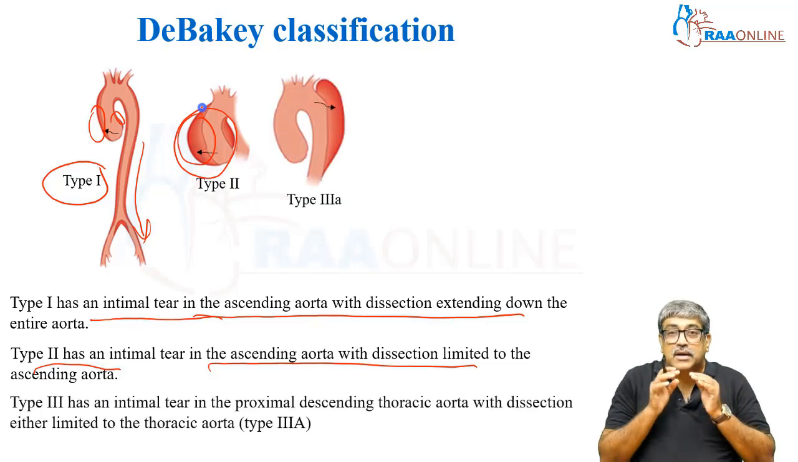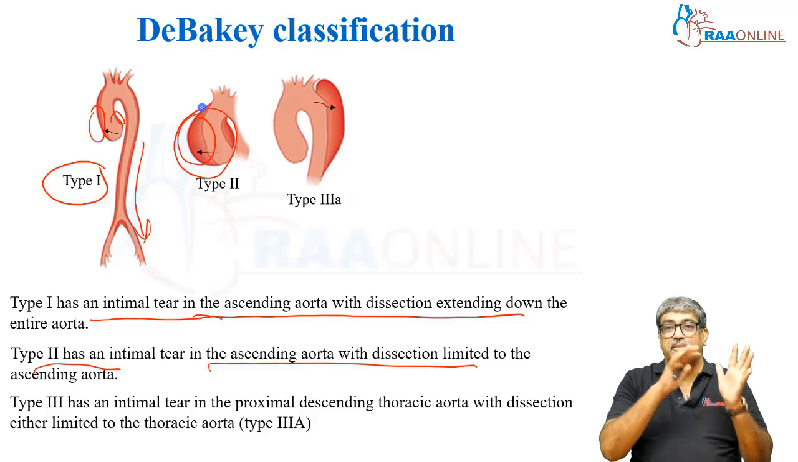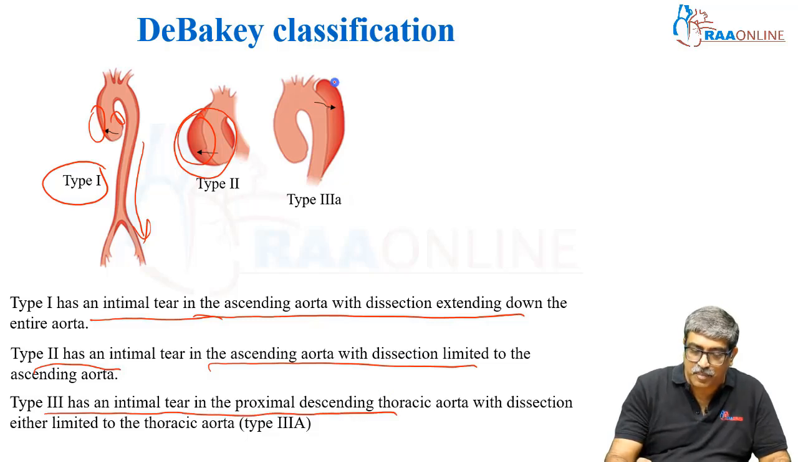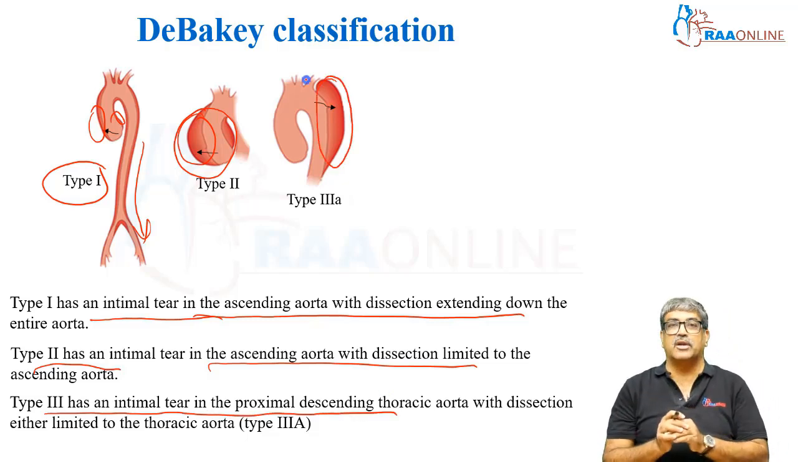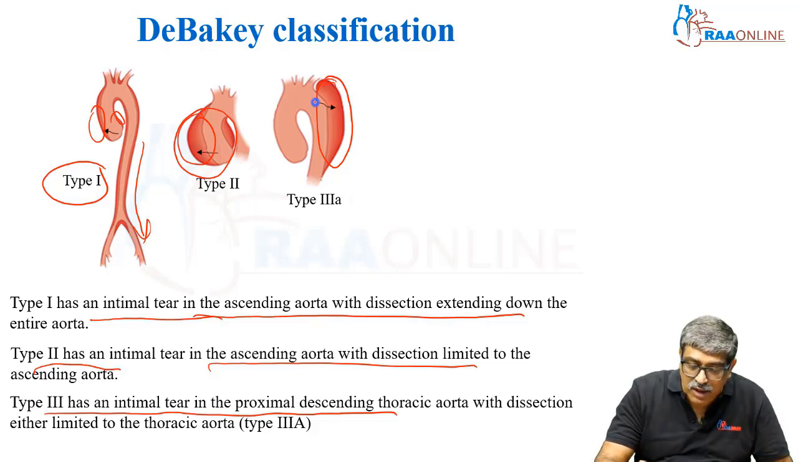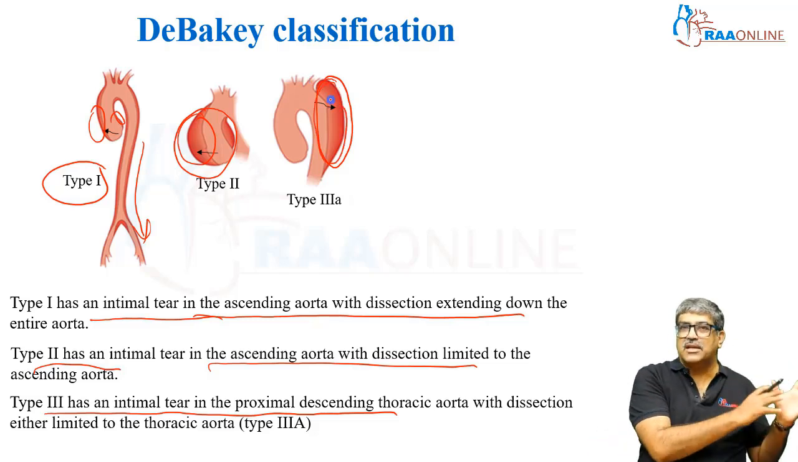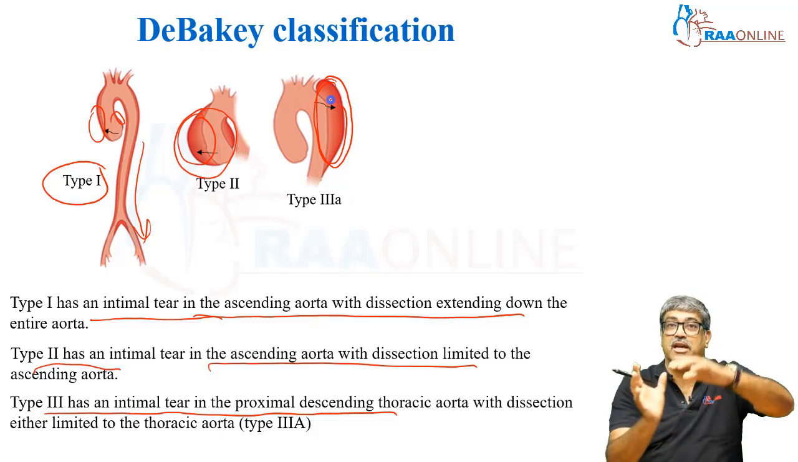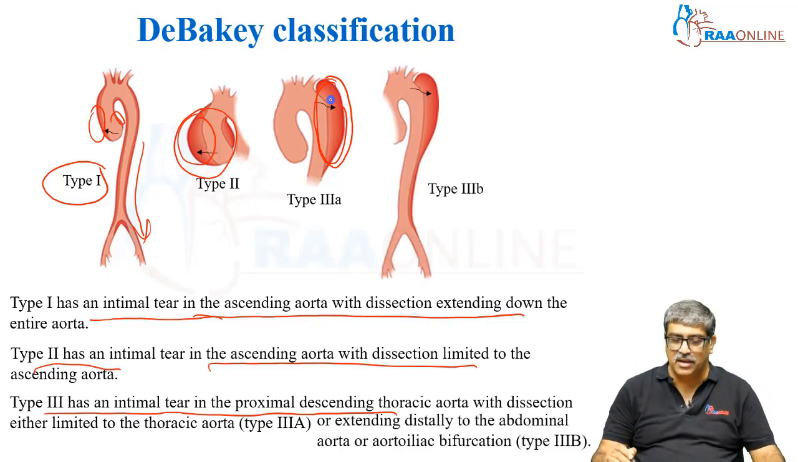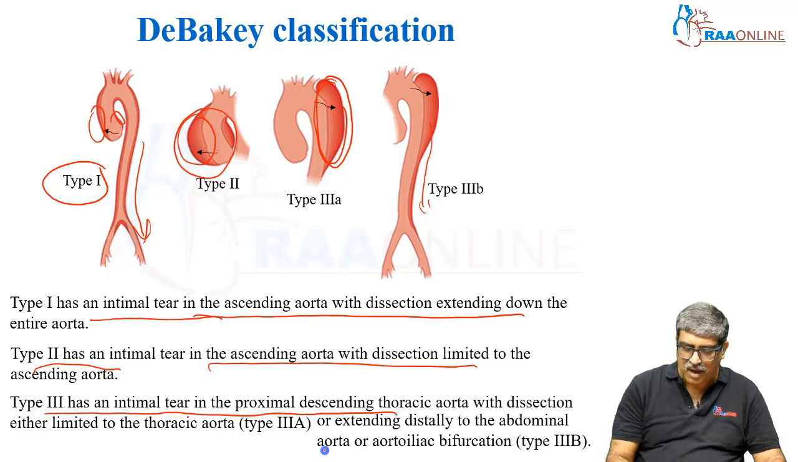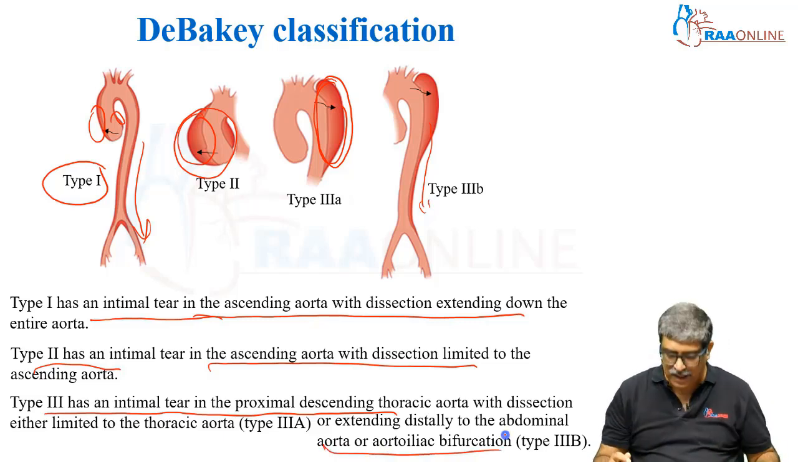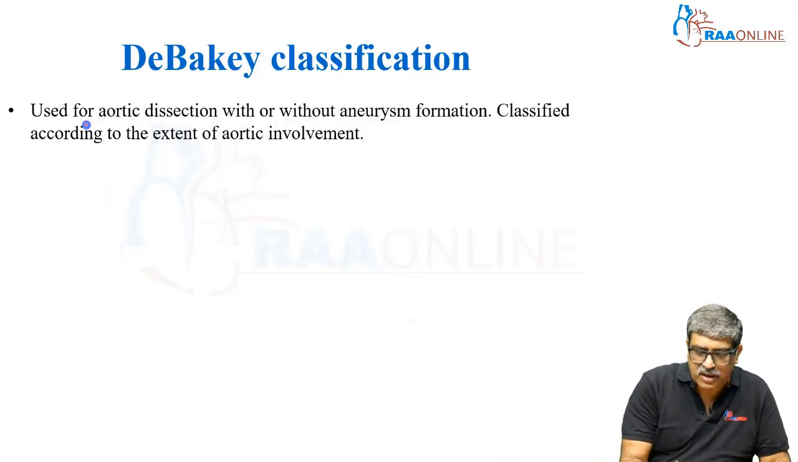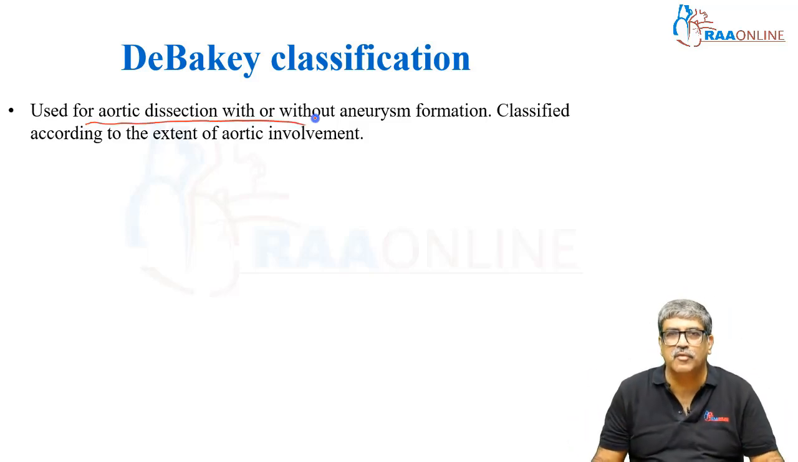Now coming to type 3. Here you have A and B, type 3A and type 3B. In type 3A, you have the intimal tear in the proximal descending thoracic aorta with the dissection limited only to the thoracic aorta. In type 2, it is the ascending aorta. In type 3, it is the descending thoracic aorta and it is limited to the descending thoracic aorta in 3A. Coming to 3B, this dissection extends even into the abdominal aorta or goes up to the aortoiliac bifurcation. That is the DeBakey classification. And DeBakey is used for aortic dissection with or without aneurysm formation.